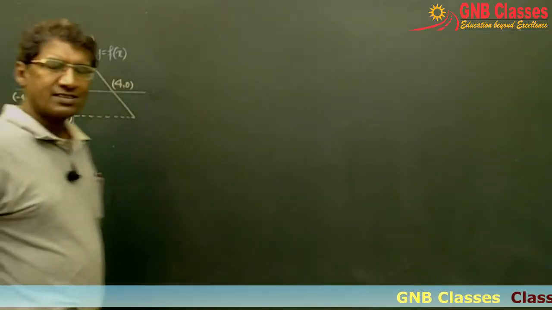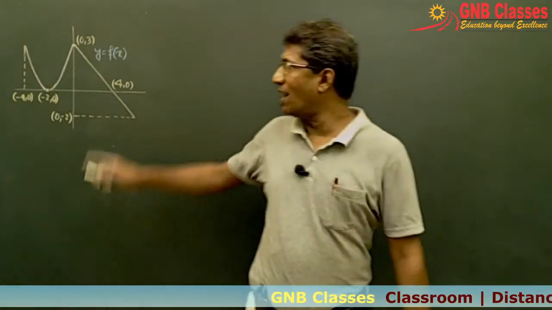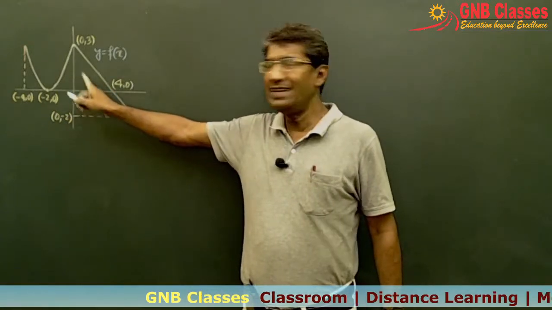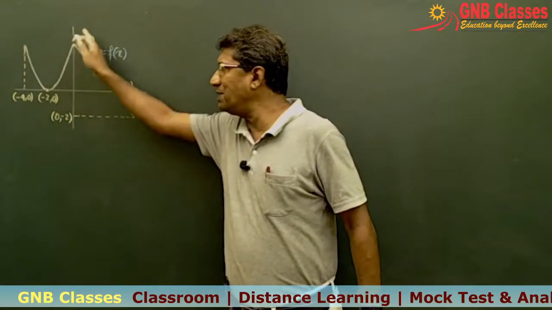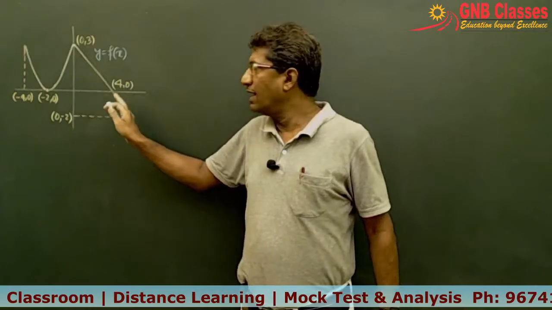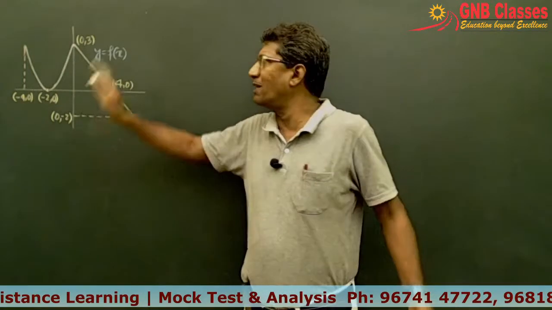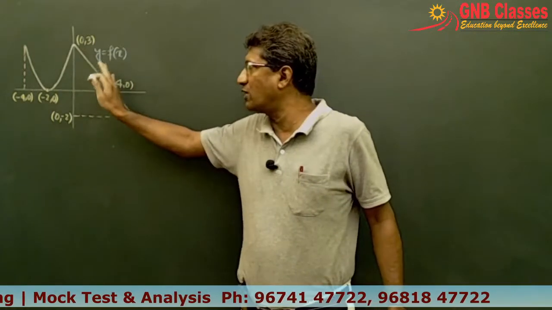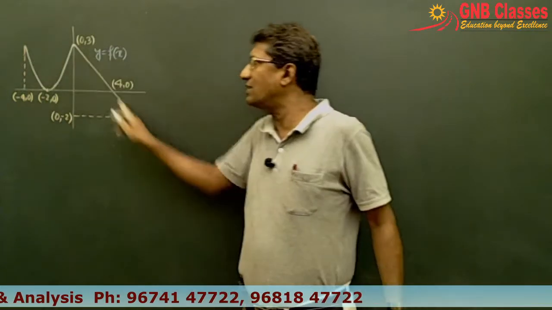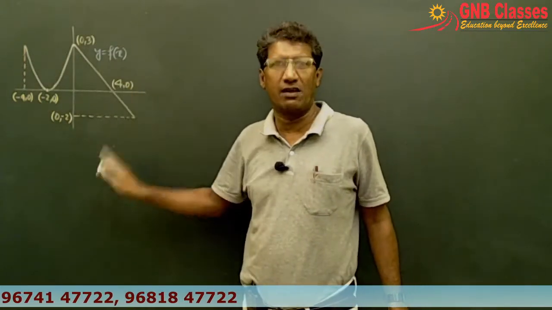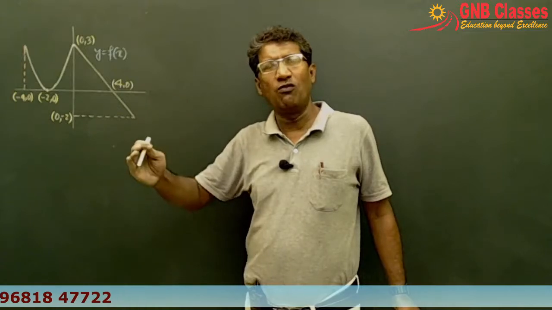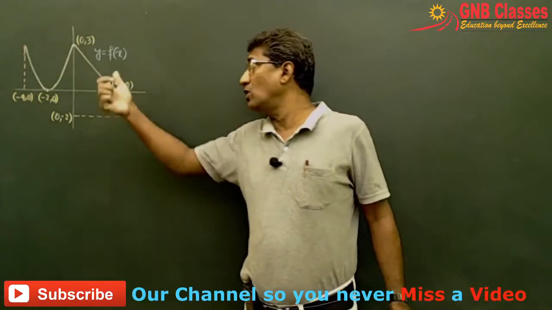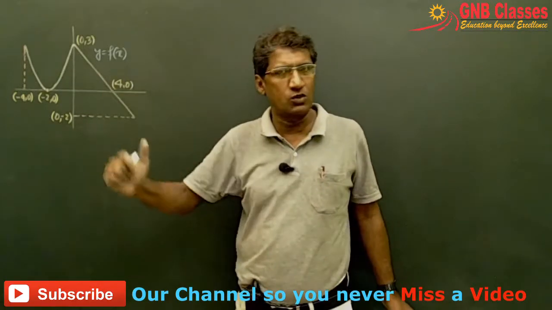Now let us take this arbitrary graph y equals f(x). It has no equation, just an arbitrary graph I have taken. I don't know whether it has an equation or not, but I'm least bothered about the equation. Right now you just consider this is our basic graph, and now I will go for each and every transformation on this graph that we have learned so far.